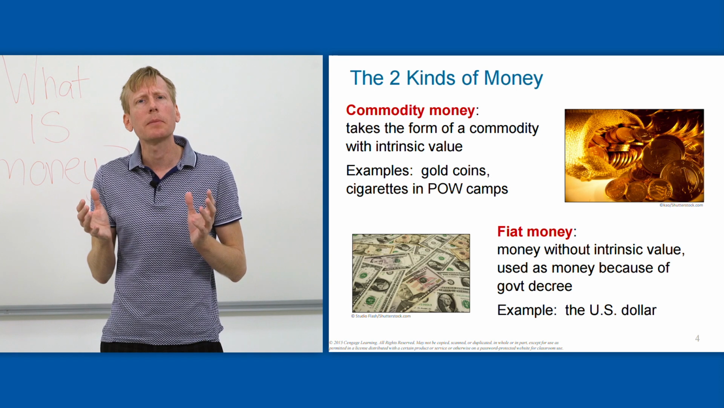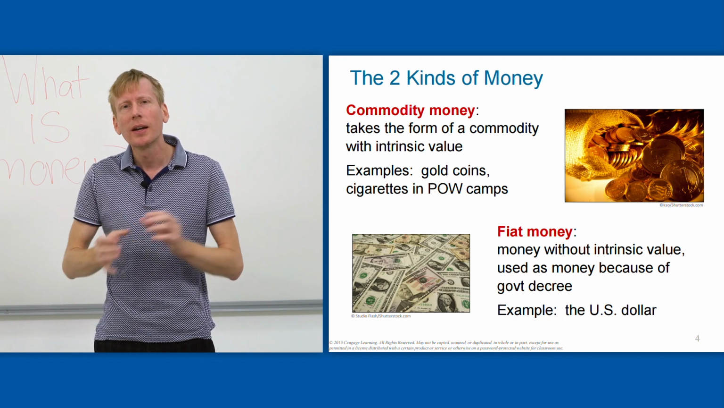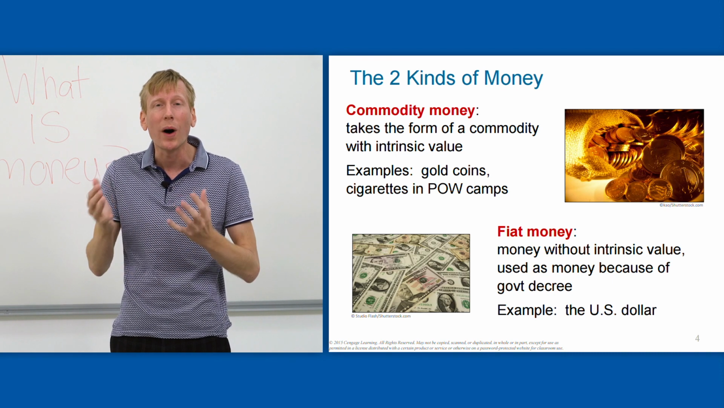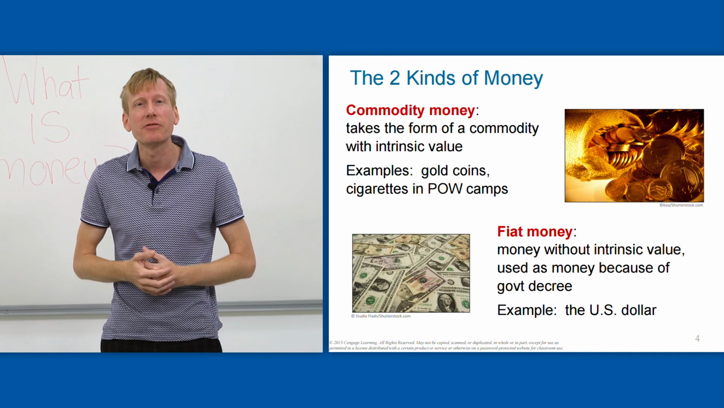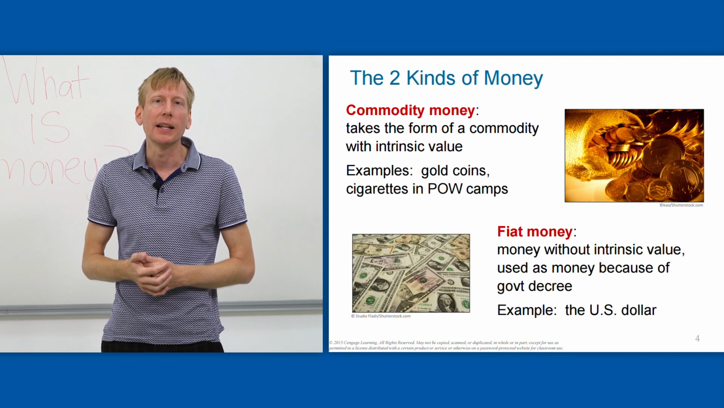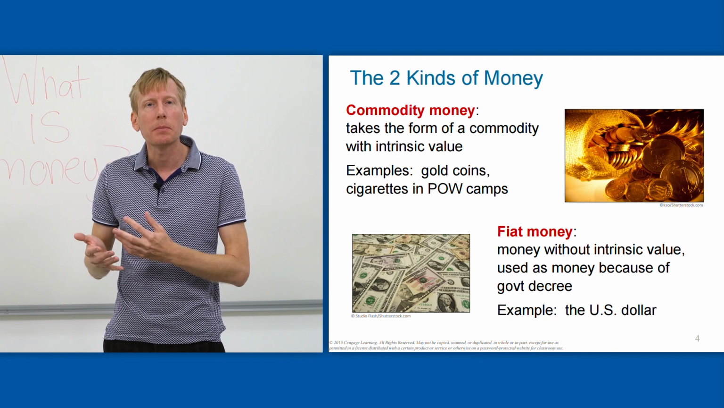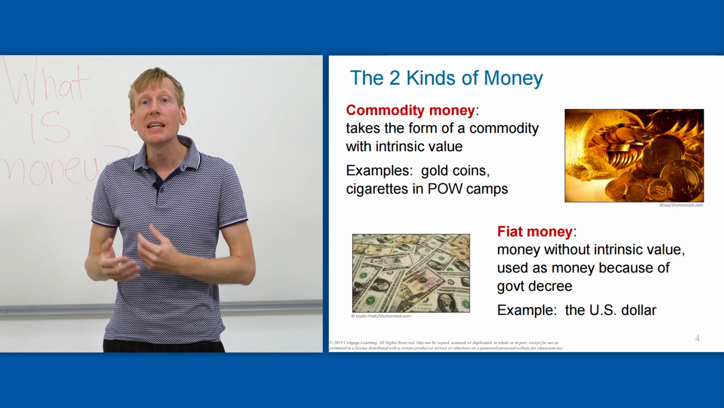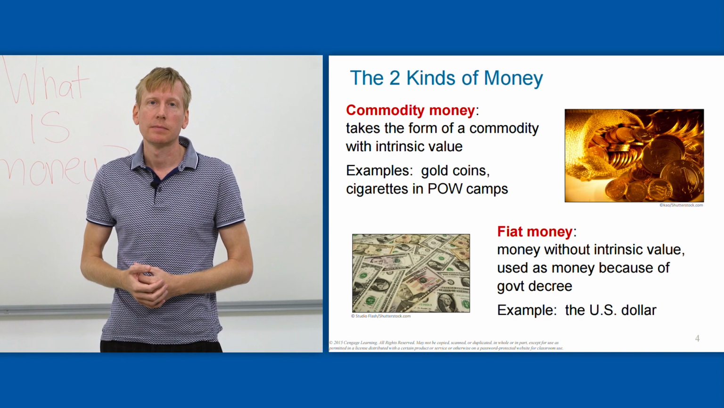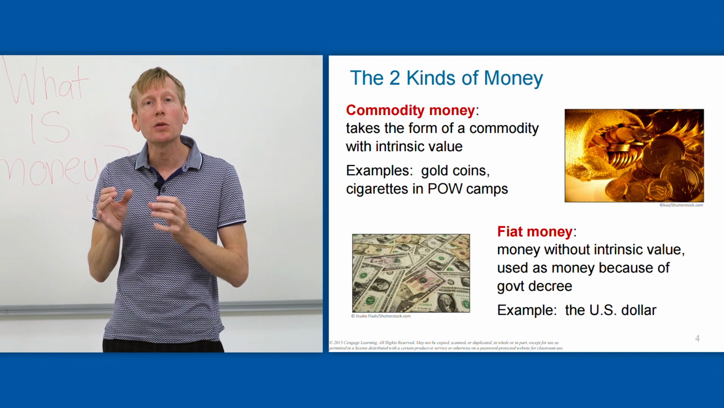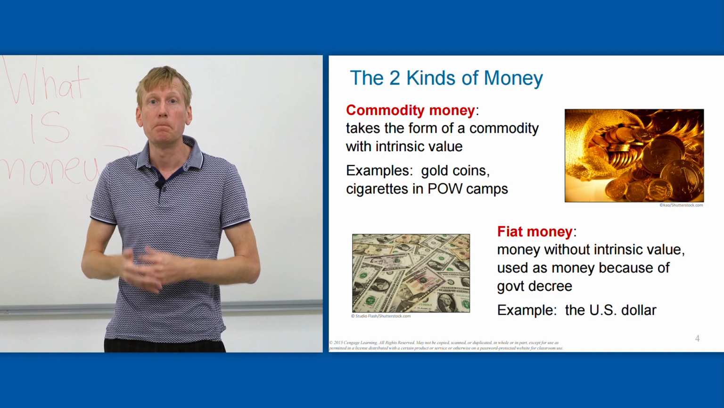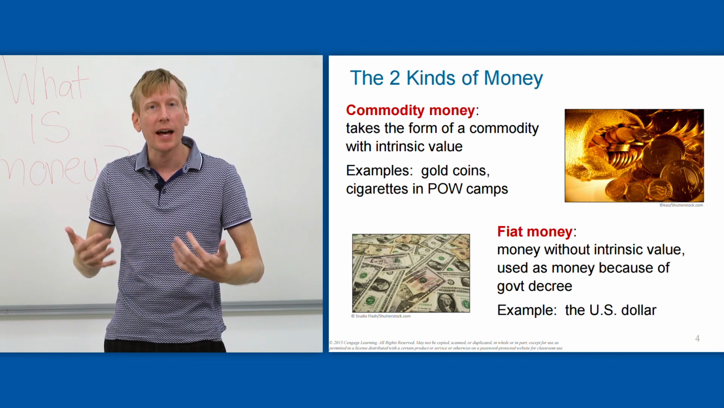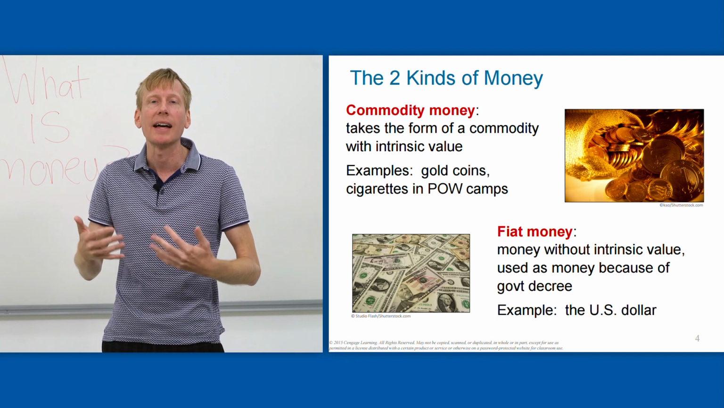So, if fiat money has no intrinsic value, but the reason that commodity money had value at all was because of that intrinsic value, why does fiat money have value? Fiat money, like the Turkish lira or the US dollar, has value because everybody believes that it has value. Fundamentally, as long as everyone is willing to accept it because everyone believes it has value, it continues to have that value and it continues to function as money.